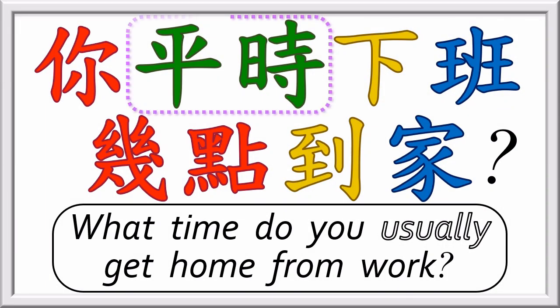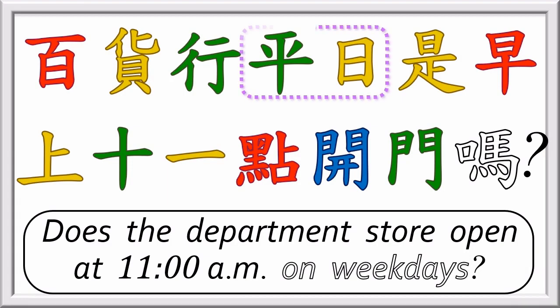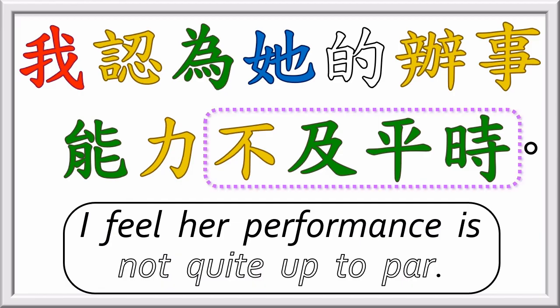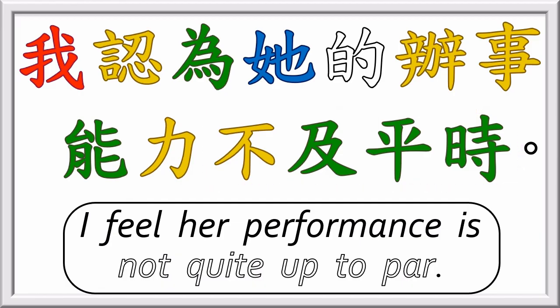Ordinarily, normally, or as usual, can be translated as 平时 or 平日。你平时下班几点到家？What time do you usually get home from work? 百货行平日是早上11点开门吗？Does the department store open at 11 a.m. on weekdays? 我认为她的办事能力不及平时。I feel her performance is not quite up to par.